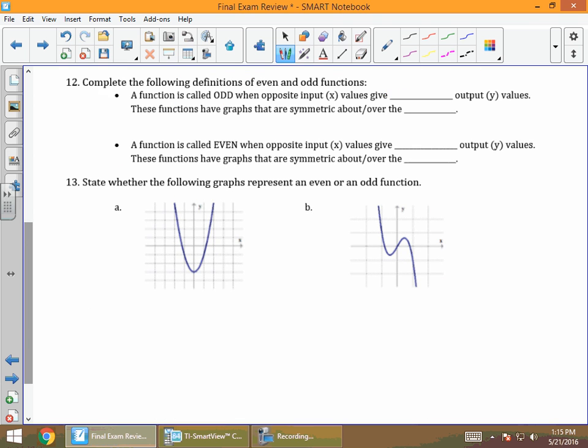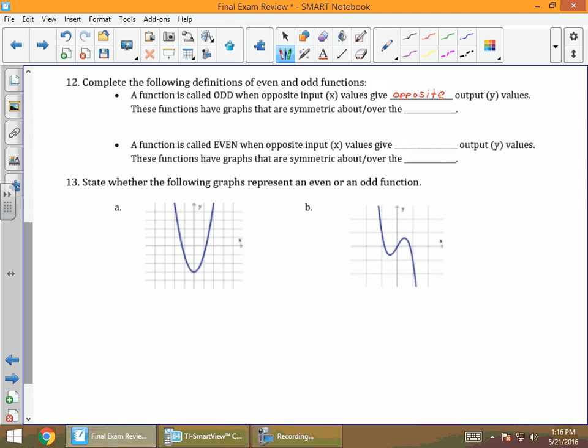Number 12 says complete the following definitions of even and odd functions. These you can just look up if you need to. But a function is called odd when the opposite input values give opposite output values. So if the opposite x's give opposite y's, then it is odd.